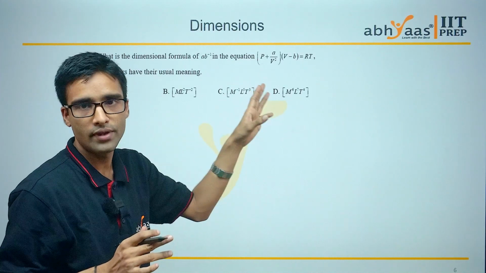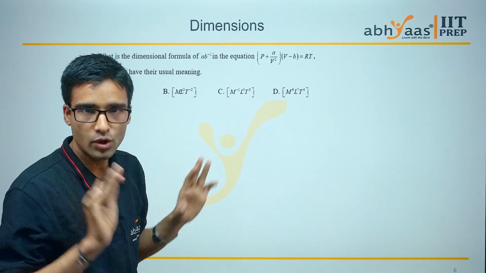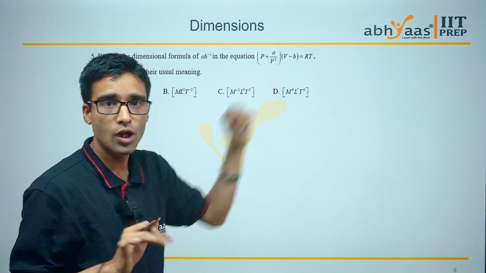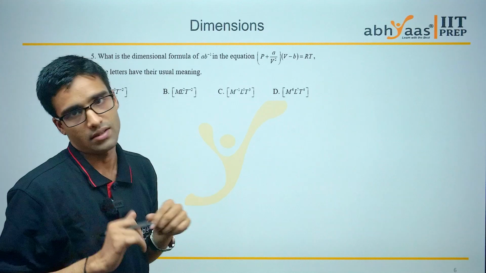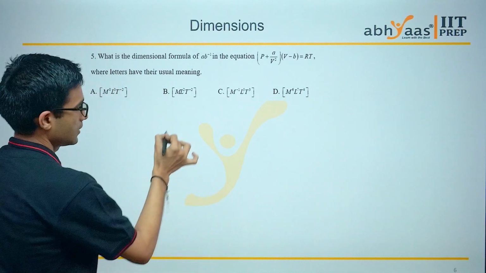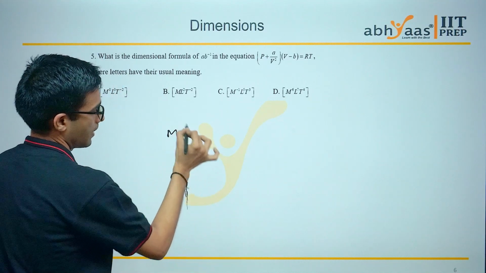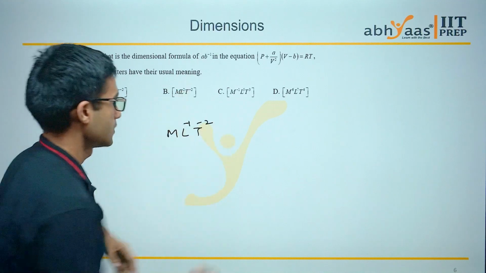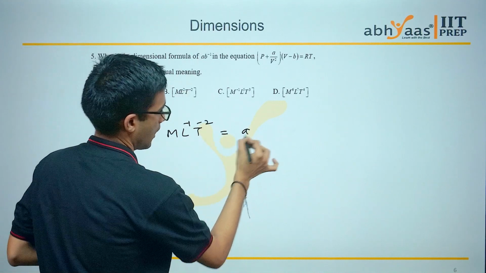Pressure plus A by V square. So pressure plus pressure only we can add, not other things. Similarly, volume minus volume only you can subtract. Okay. So if you see this pressure, just now I told that it is M L power minus 1 T power minus 2. This is the dimension formula for pressure. So it is equal to A by V square.